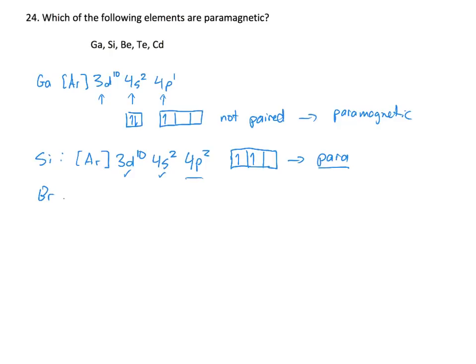Next, we have beryllium. Beryllium is Be, not Br. 4s2 is the electron configuration. This s orbital has 2 electrons in it, and those 2 electrons are paired, so this one would be diamagnetic.